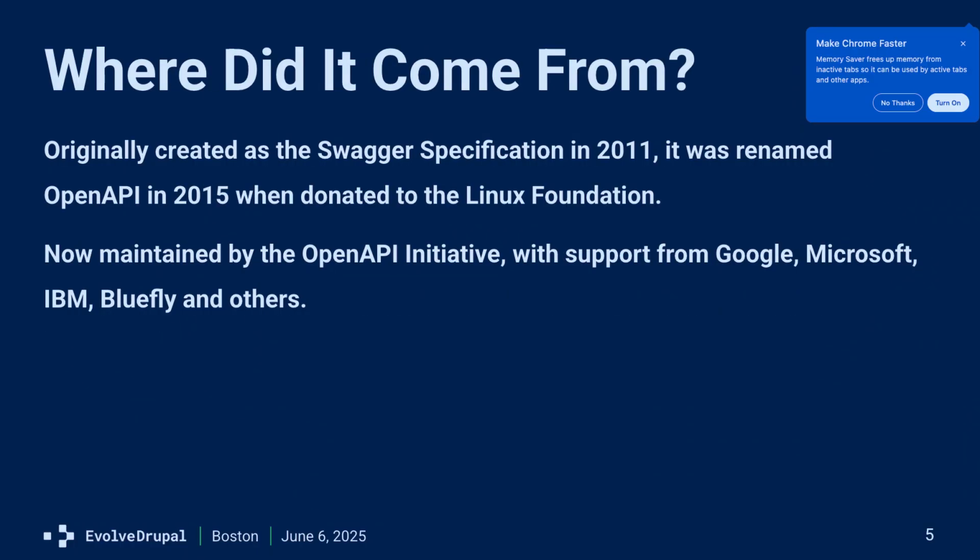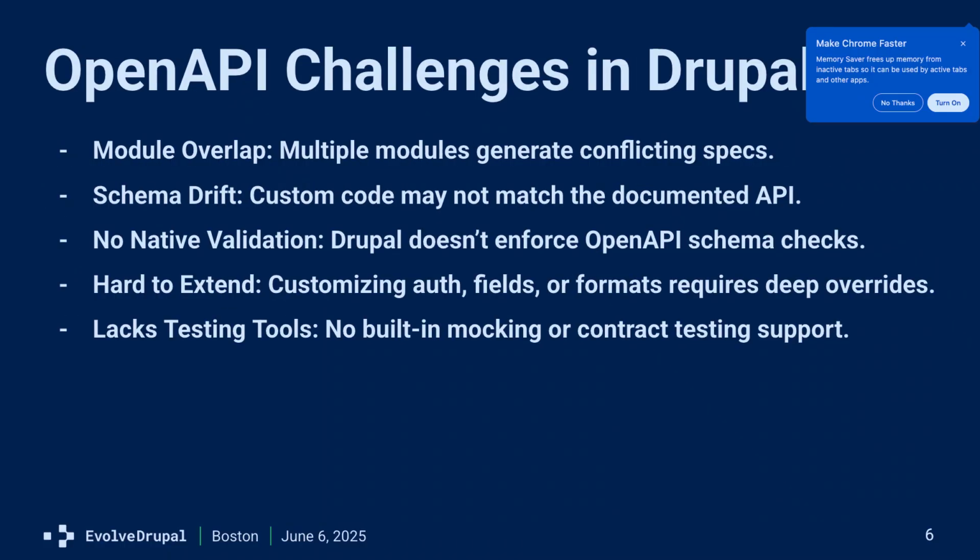So where did it really come from? A lot of us have heard about Swagger. That was created back in 2011. It wasn't until 2015 that it was donated to the Linux Foundation. At that point, the Open API Initiative came out, and now it's supported by some of the bigger companies and becoming the standard for most open source APIs.